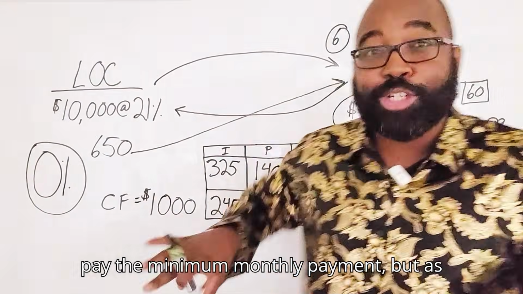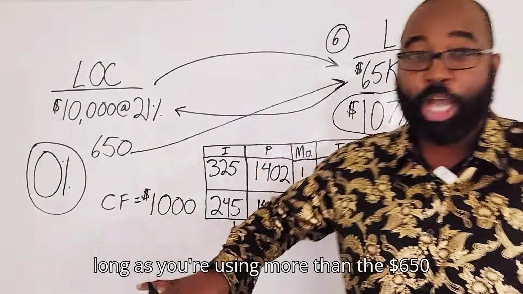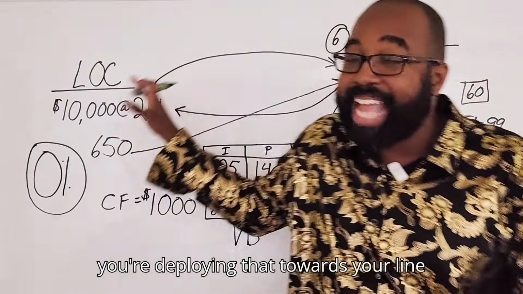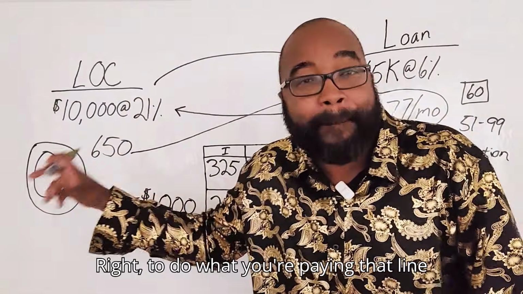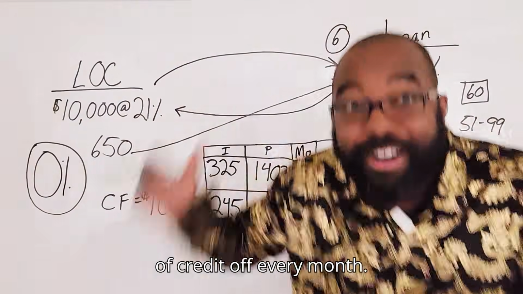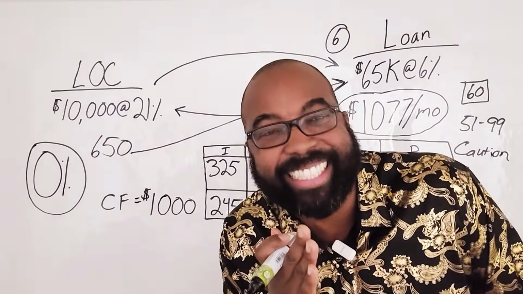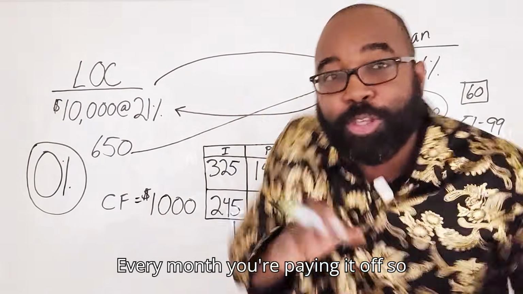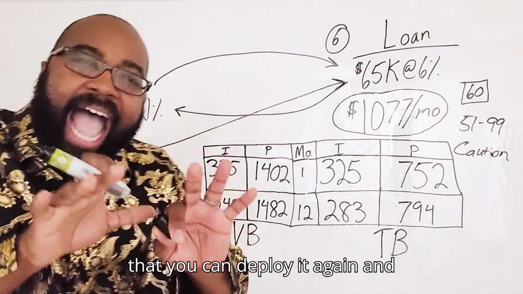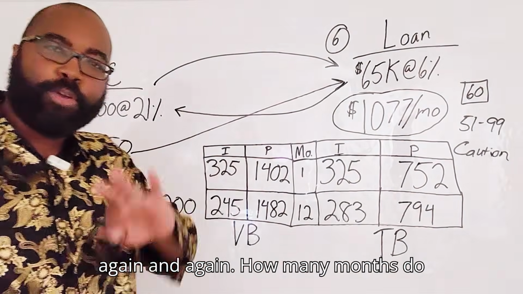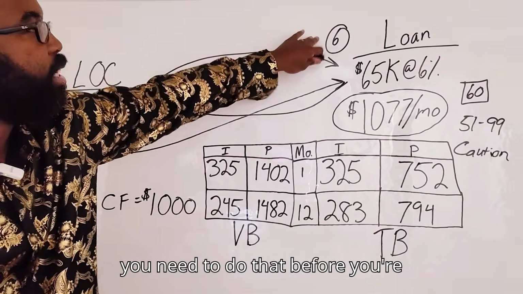But as long as you're using more than the $650, you're deploying that towards your line of credit, you're going to continue to do what? You're paying that line of credit off every month. Every month you're paying it off so that you can deploy it again and again and again. How many months do you need to do that before you're done with this? Now, remember here, it's 72.